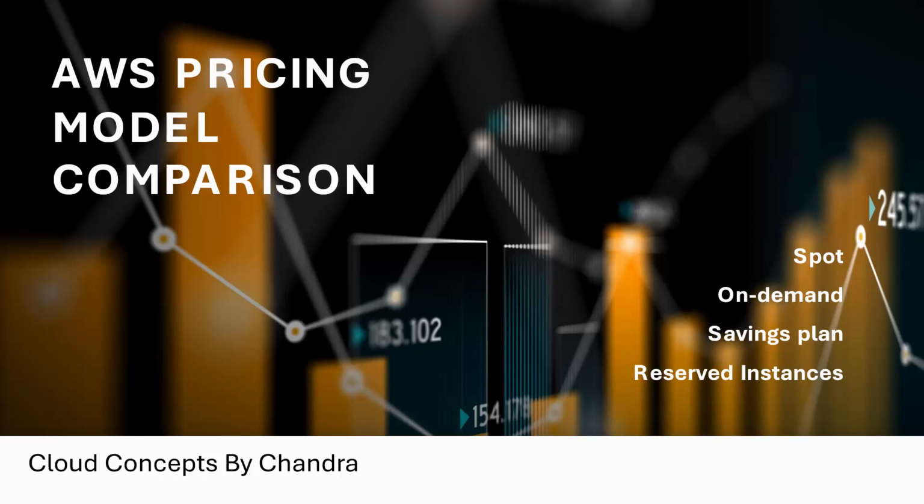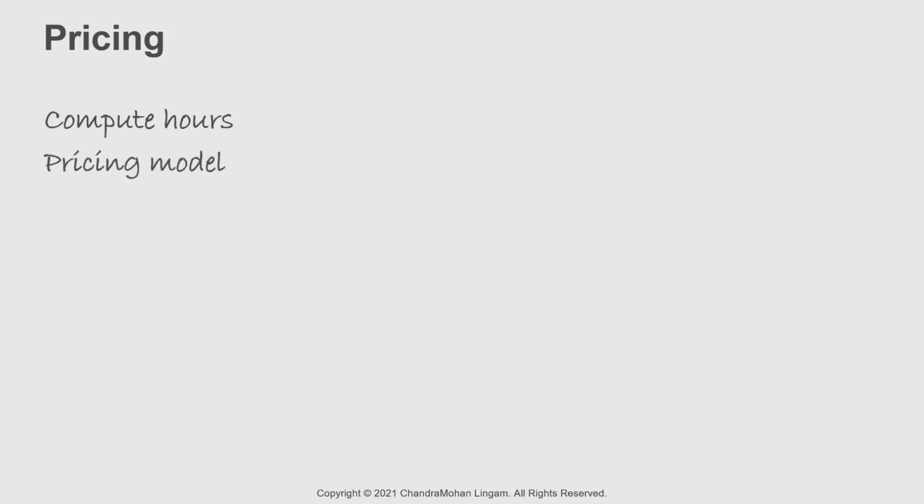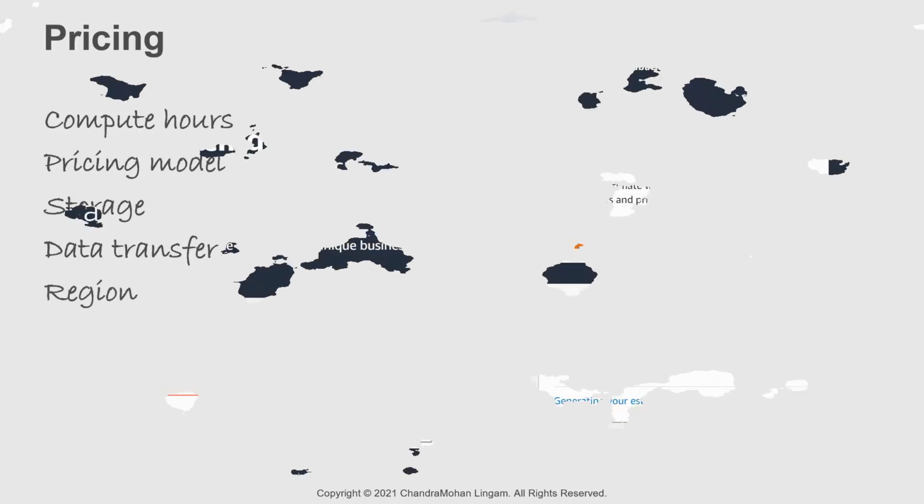This is going to sound crazy, but there are 26 ways to purchase compute capacity in AWS. I'm going to try to simplify these options for you and when you should use them. AWS pricing is broadly based on number of hours of compute used each month, how the compute capacity was purchased, storage used, data transfer, and the price also varies by region.